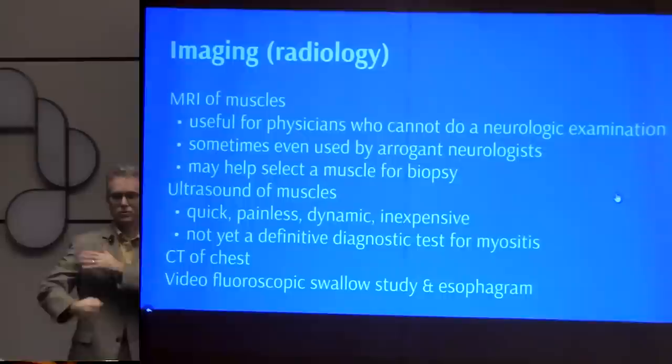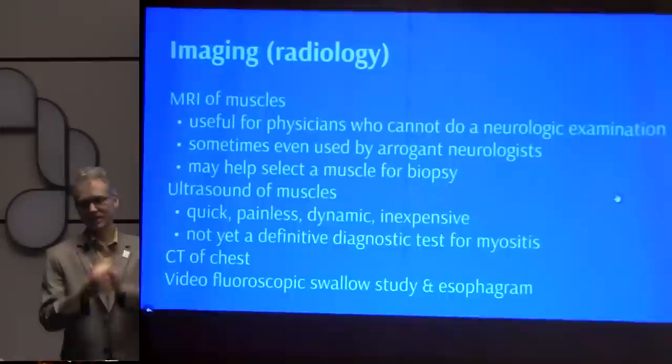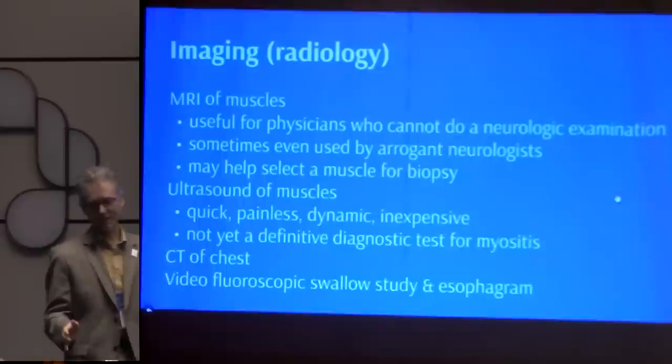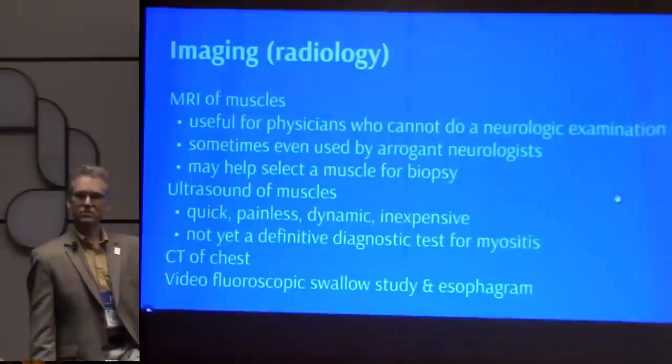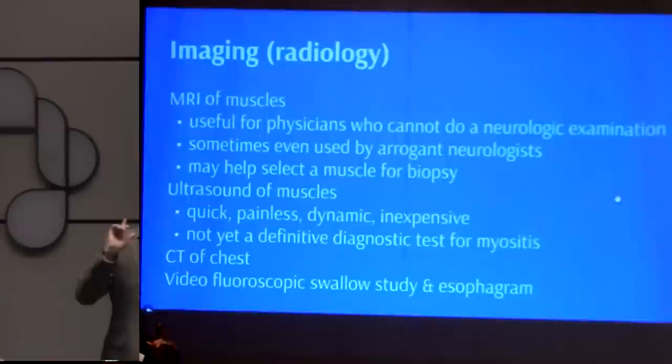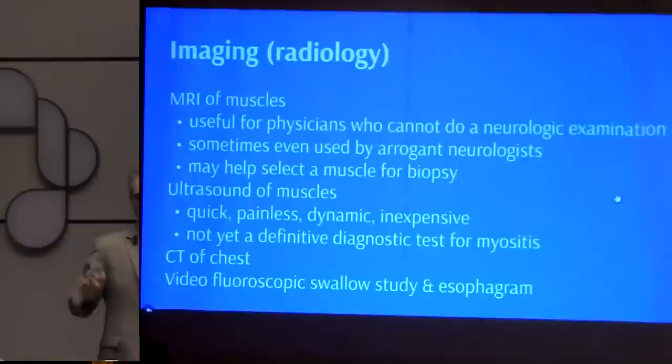Like, I did this last year on a patient. He had one muscle biopsy. They checked the wrong muscle. His weakness was here, and they checked this muscle. This muscle was fine. And so I said, we're only going to do one more muscle. I want to make sure that we get the right muscle. We're going to do an MRI because I want to make sure that we are checking the right one.